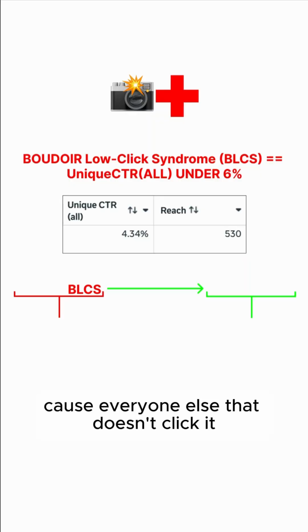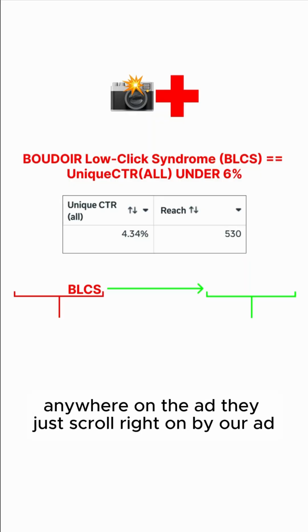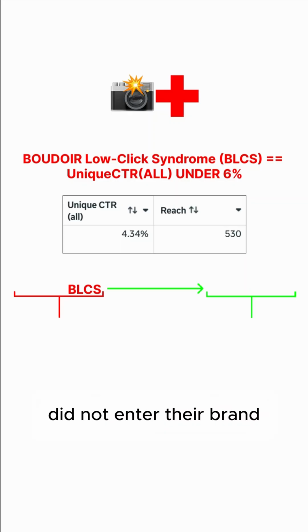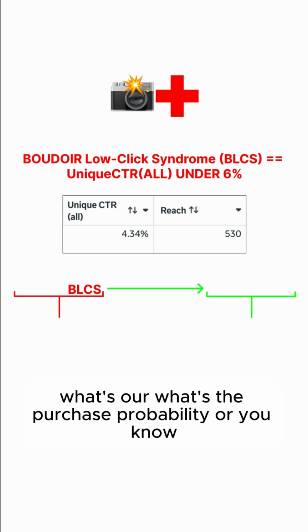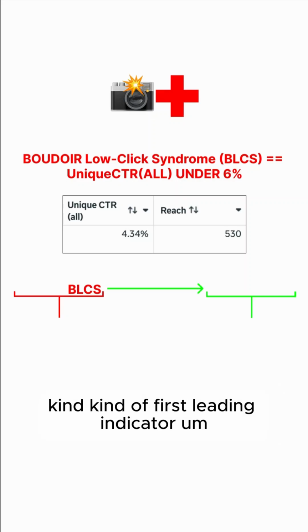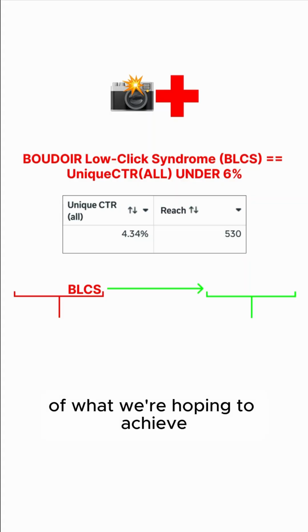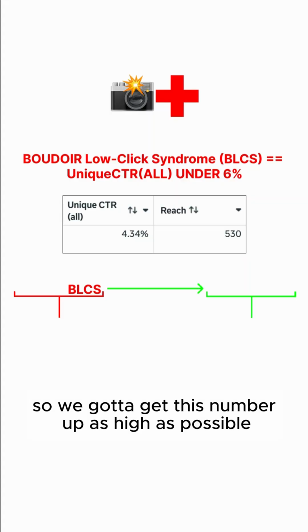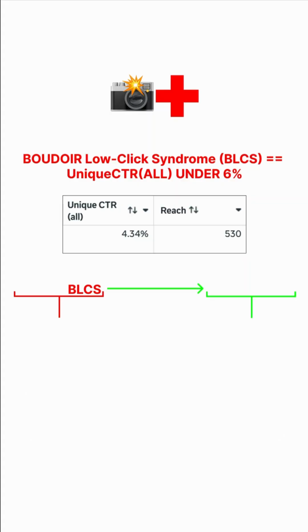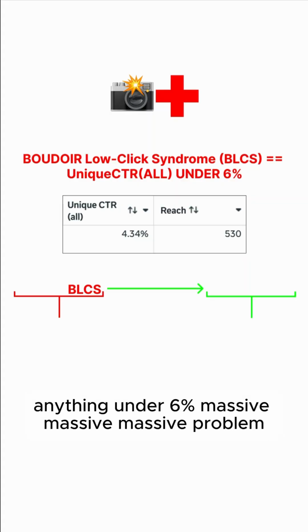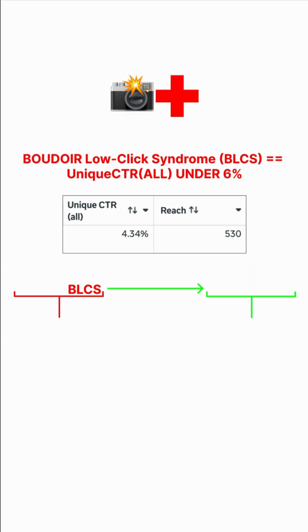Because everyone else that doesn't click anywhere on the ad just scrolls right on by. Our ad did not enter their brain. They ain't never buying. So this is the purchase probability, or first leading indicator, of what we're hoping to achieve. We've got to get this number up as high as possible. 6% is the absolute minimum floor. Anything under 6%, massive, massive, massive problem.